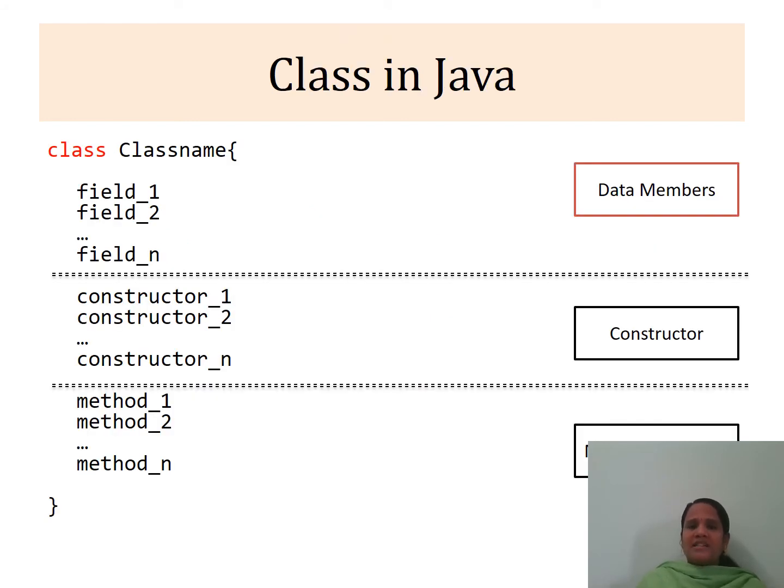So what is the syntax for a class? Here, see, class is a keyword, followed by the class name. Suppose you are saving the file name as fact.java, then here you have to give the class name fact. Inside the class we have three members. First one data members, second one constructor, third one method members. Suppose you are not declaring the constructor, it takes the default constructor.